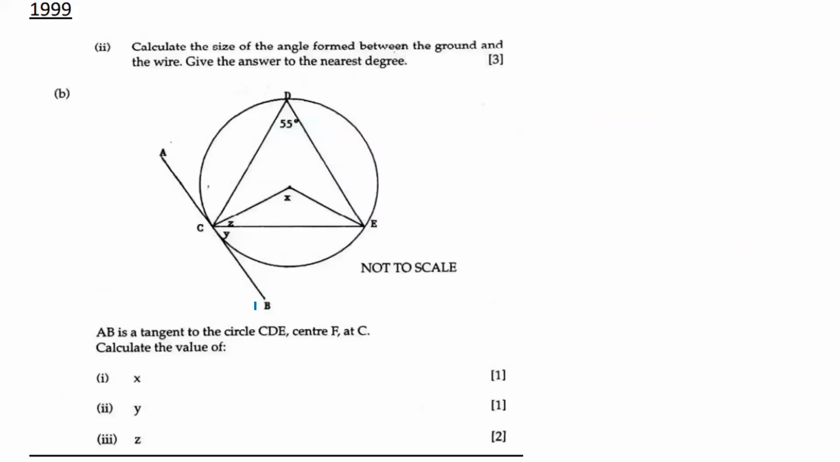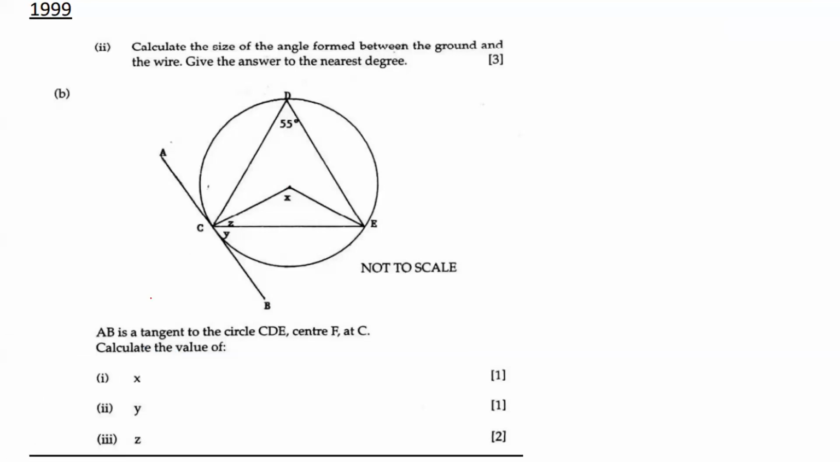Okay, let's move on to the next question. This one is from 1999. It says, calculate the size of the angle formed between the ground and the wire. Give your answer to the nearest degree. It says AB is a tangent to the circle CDE, the center is F, and calculate the value of X. There's a very important theorem that is useful here to figure out the value of X. Notice that X is the one at the center. This is very important. X is the angle at the center.